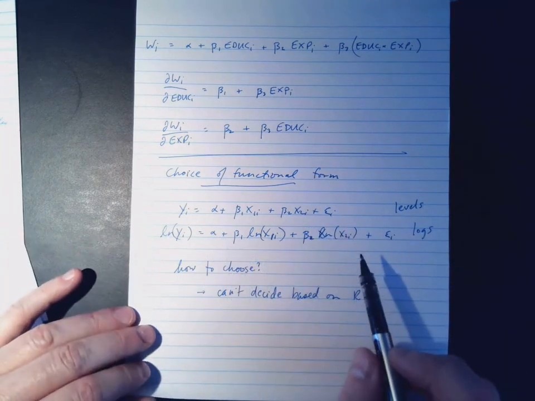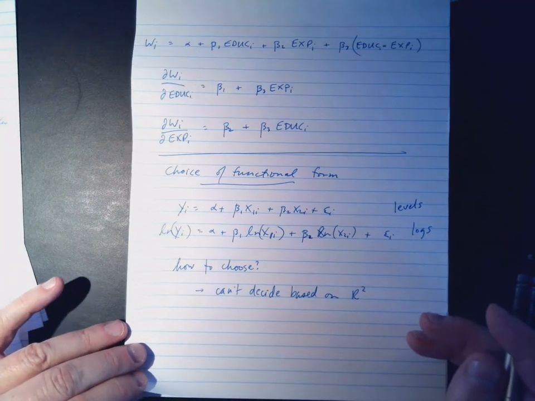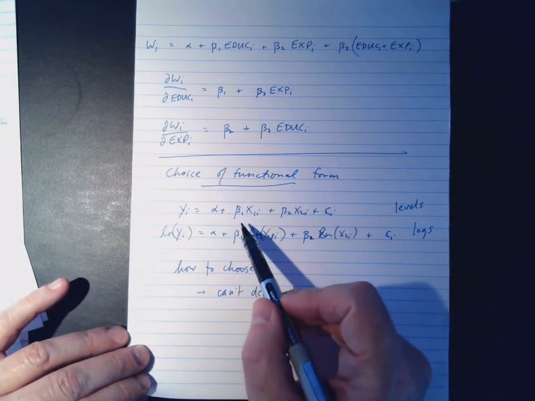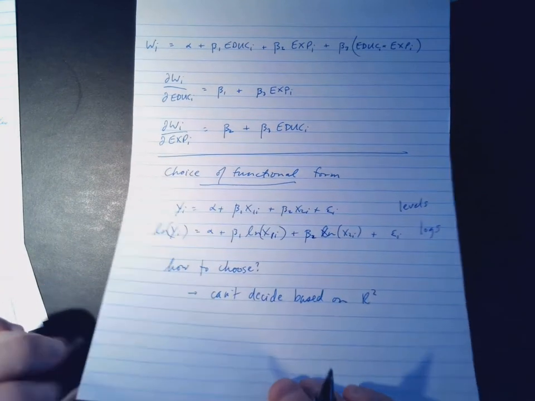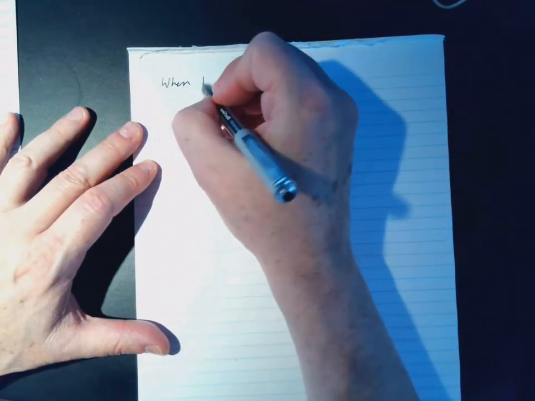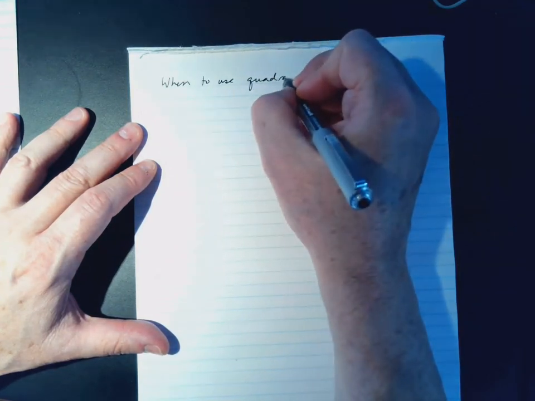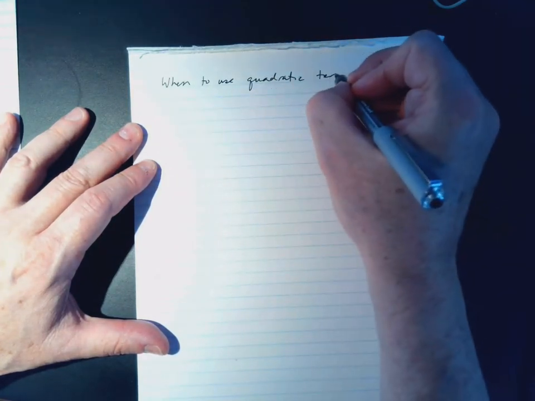For the purpose of this class, we don't have to try to figure out what's an appropriate functional form between logs and levels. However, I do want you to think about when to use quadratic terms.